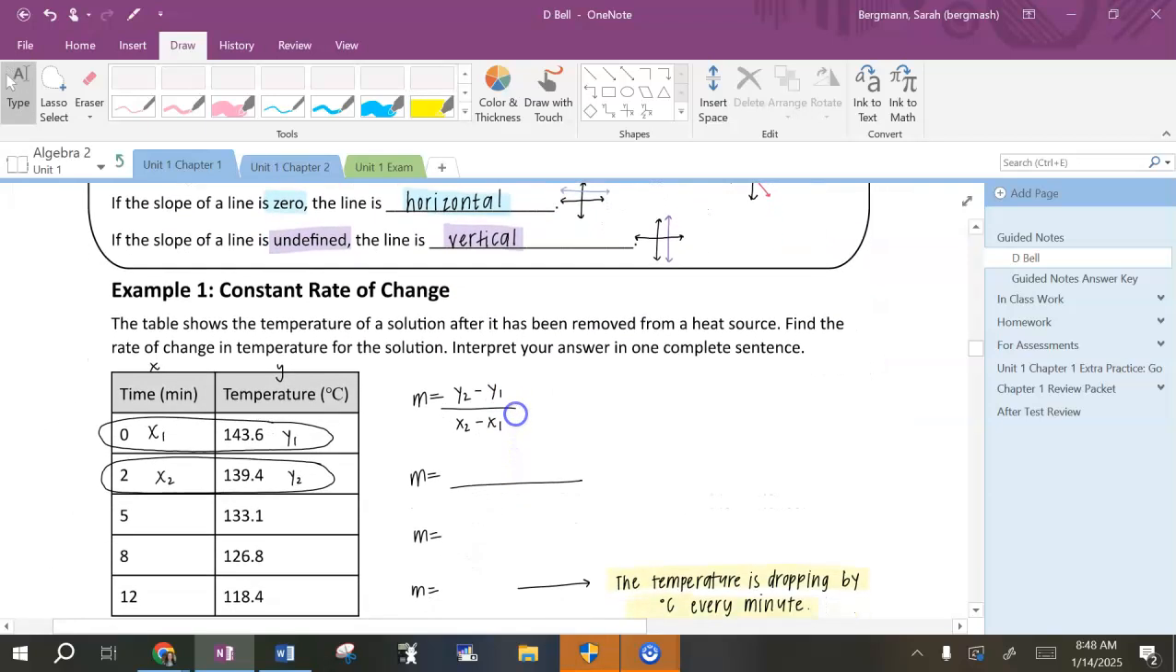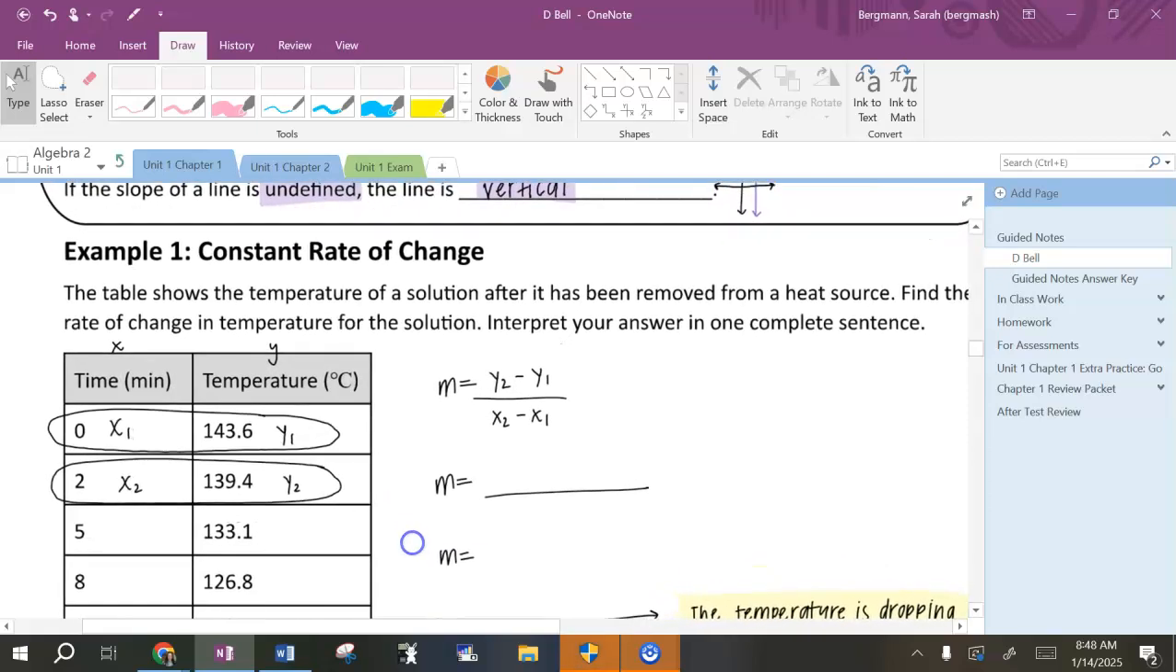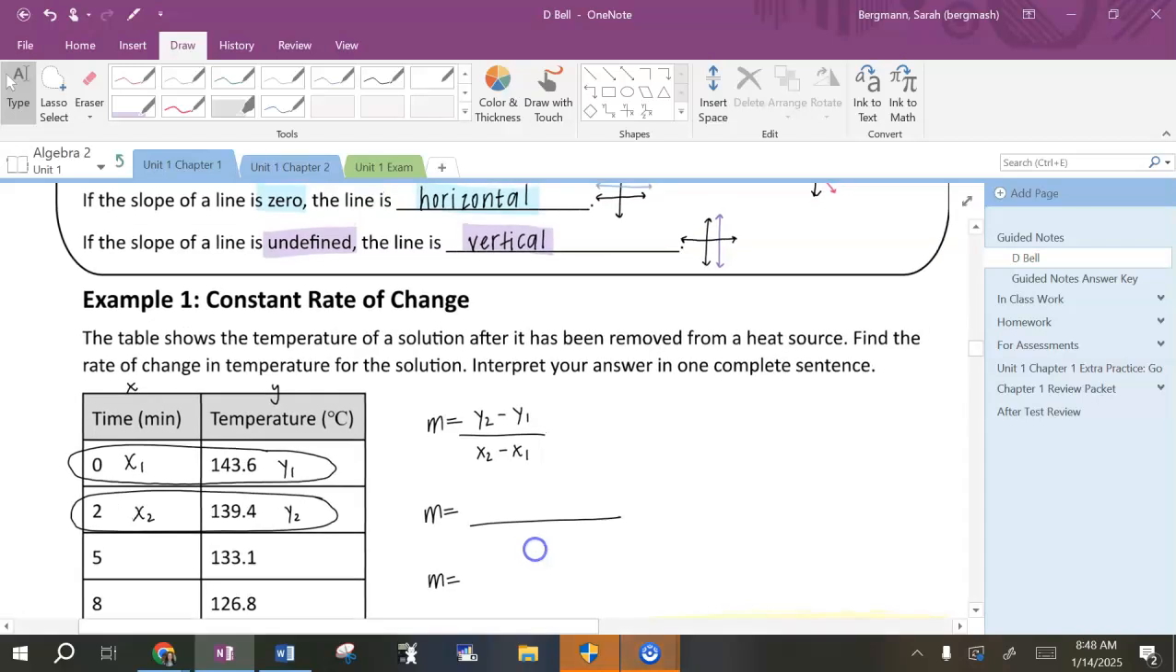In order to find a rate of change, you can do that from points or a graph or a table. So first we'll start out with finding this constant rate of change on the table. It tells us that the table shows the temperature of a solution after it has been removed from a heat source. So you guys have probably done experiments like that in chemistry where you take something off of a heat source and track its temperature. We want to find the rate of change in the temperature for the solution. Interpret the answer in one complete sentence.